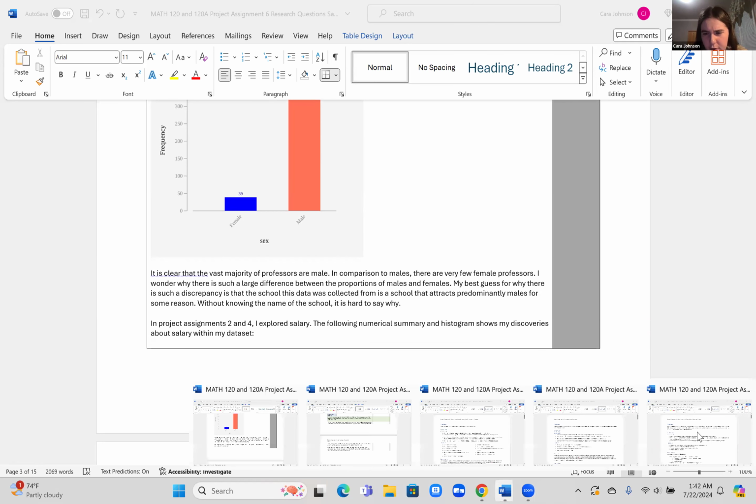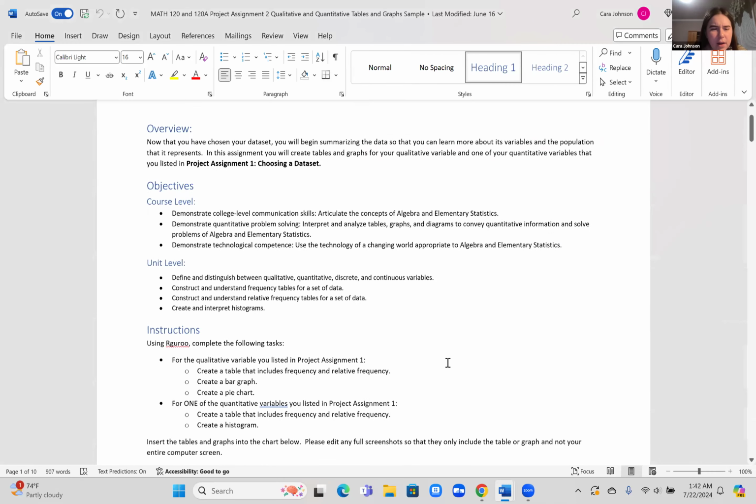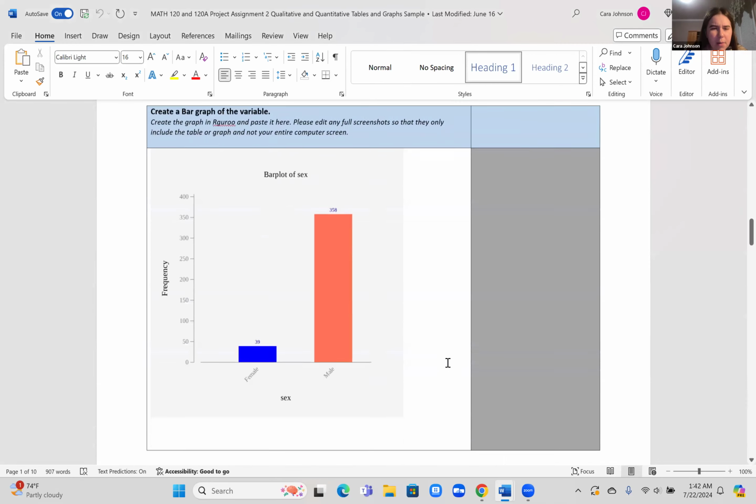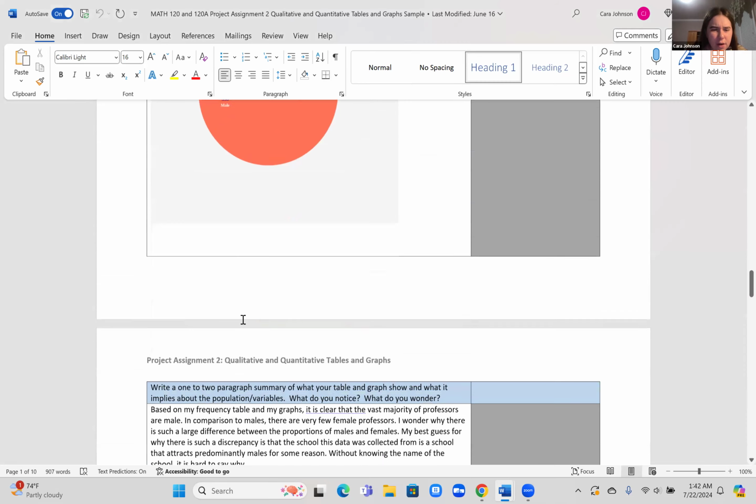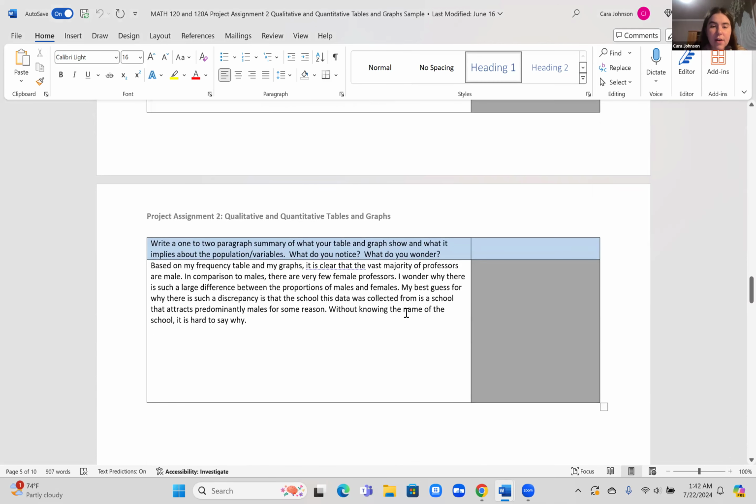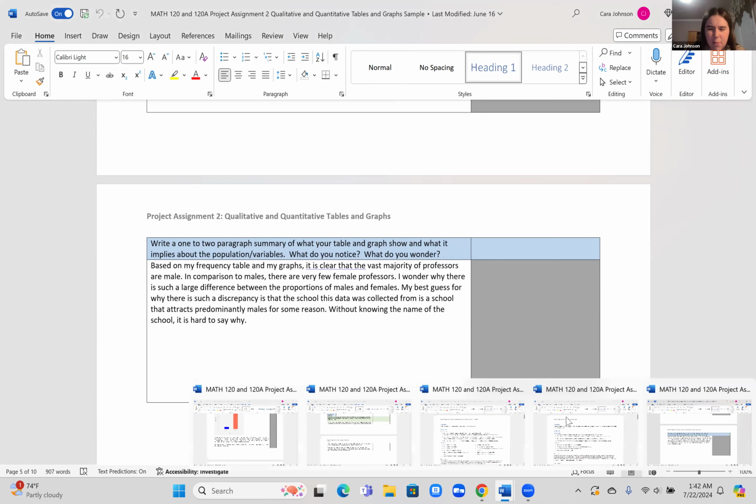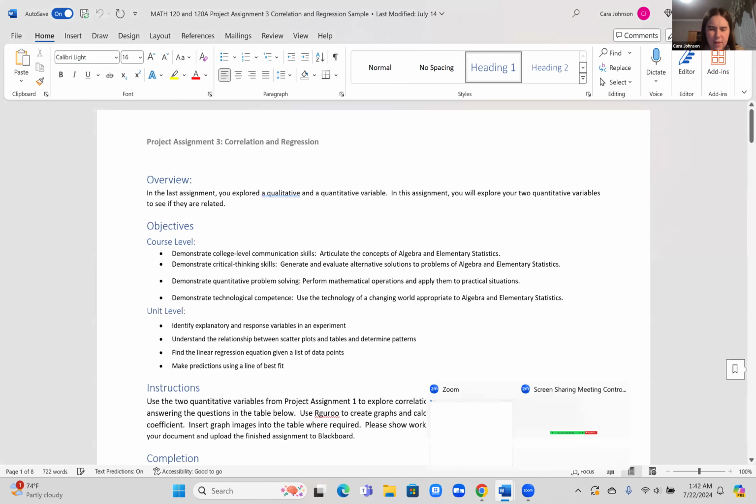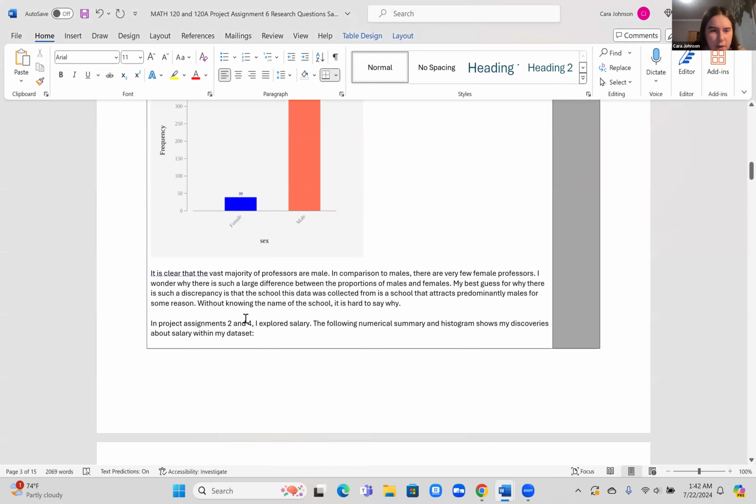So let me go to my project 2 here to show you what I mean. I took my bar graph and then I took this paragraph here and I put it into the document, and I just changed the wording a little bit, like here, because I know I didn't include the frequency table in the document, just to make it concise as a summary. So I just made it more specific that it's all based on the bar graph specifically in this example.